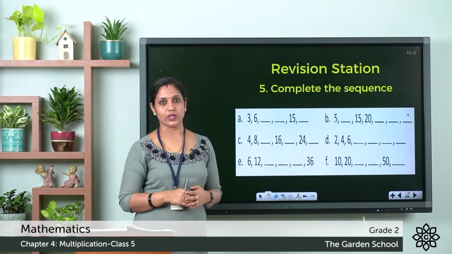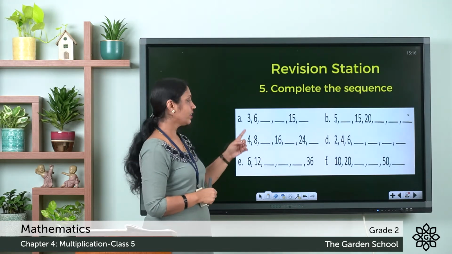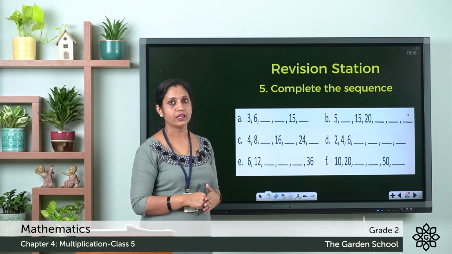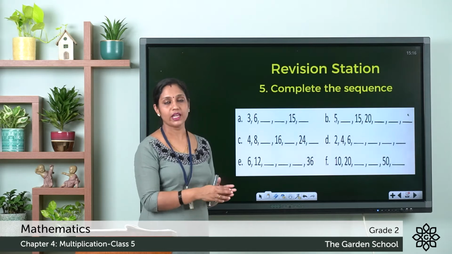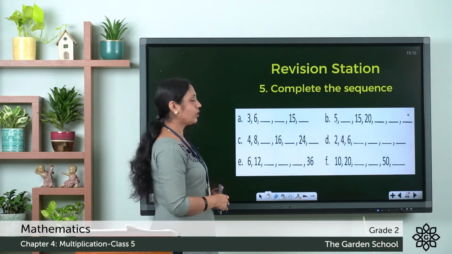The next one, here you have to complete the sequence. So in the first sequence you can see that 3 is given, 6 is given, and after that it's left blank. And afterwards you can see 15 is given. Now we have to complete this sequence. So how can we complete this sequence? Let's find out the numbers.